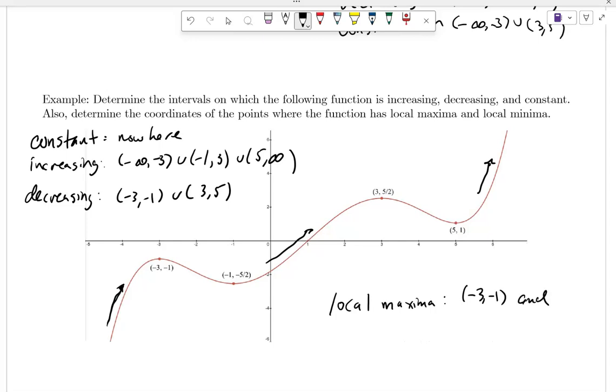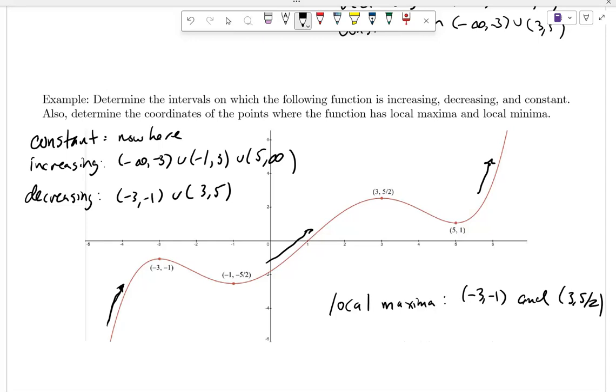Where else do you see the top of a hill? (3, 5/2). Good. The reason why we call them local is, is this the highest point for the entire function? Is that the highest the function ever gets? No. So it's not the highest point in the world. It's just the highest point in an area. That's the local piece. Okay. Same thing over here, right? This isn't the highest it ever gets, right? But it is the highest point here.